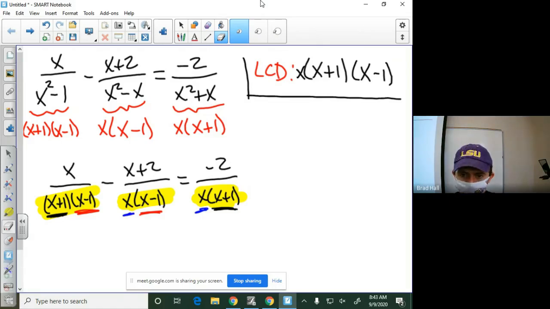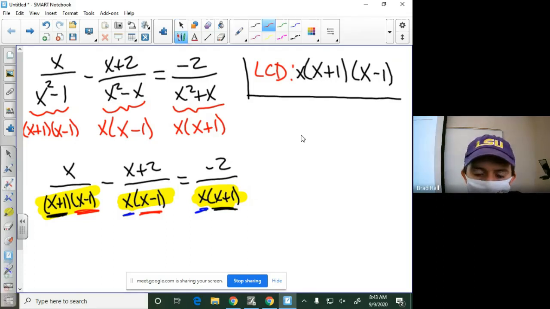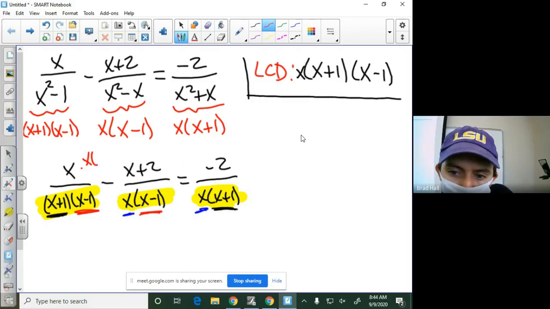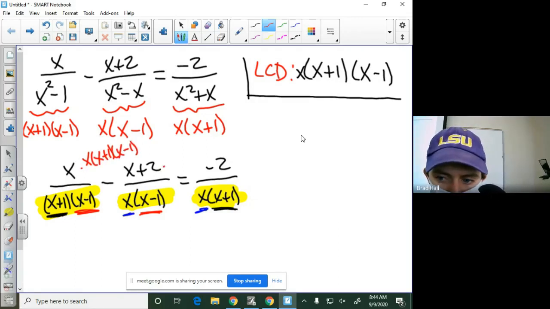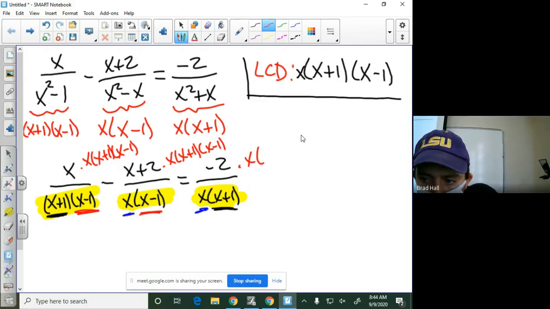And from here, now that we have the least common denominator, we can go ahead and apply it. So now we multiply every term by x, x plus 1, x minus 1. X, x plus 1, x minus 1. And one more time, x, x plus 1, x minus 1.